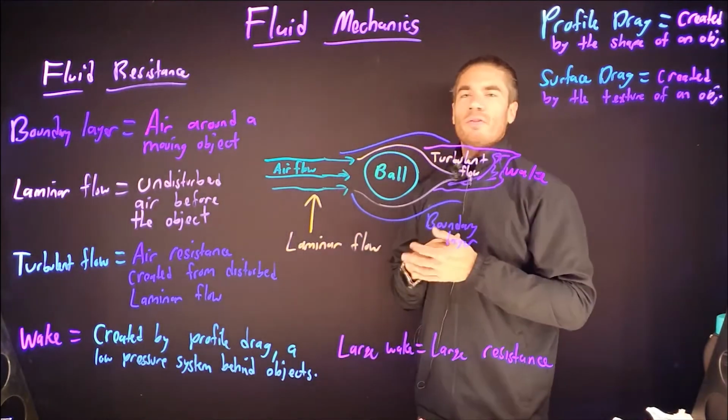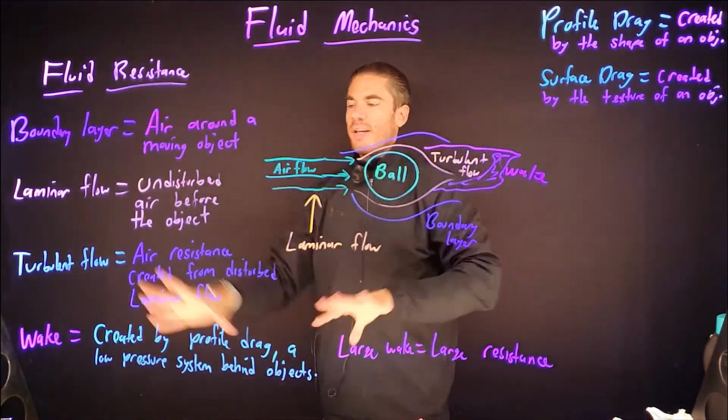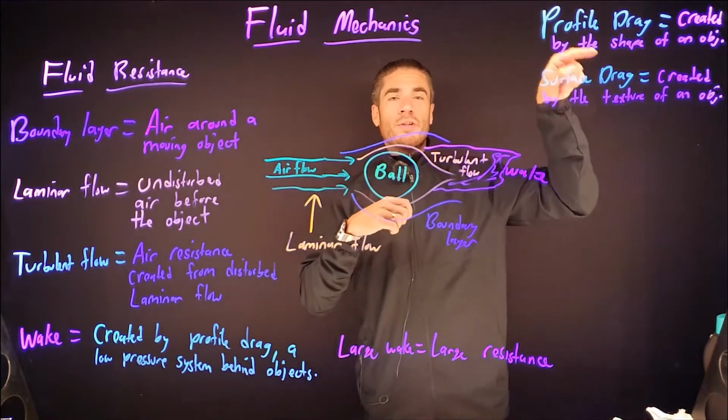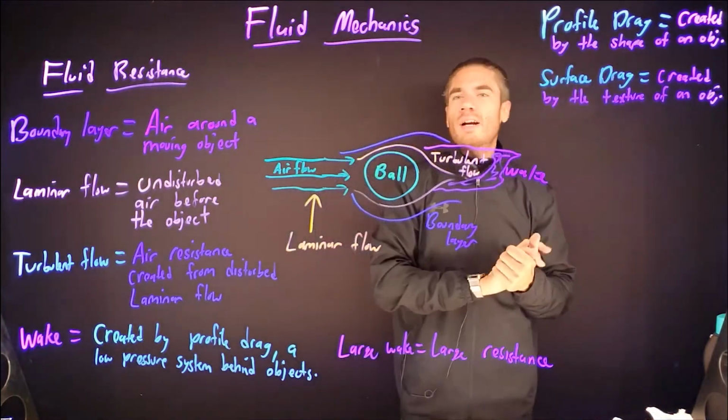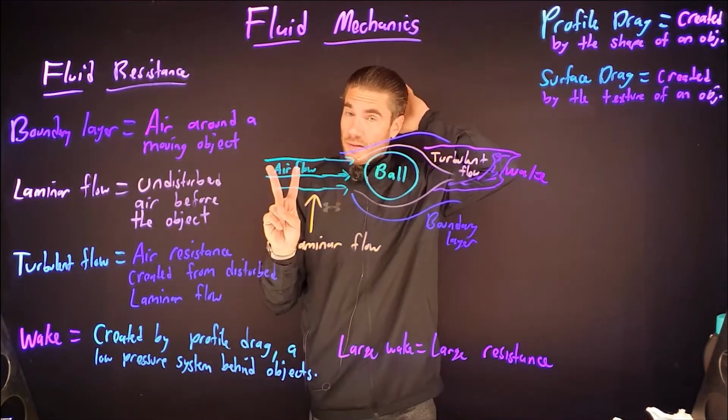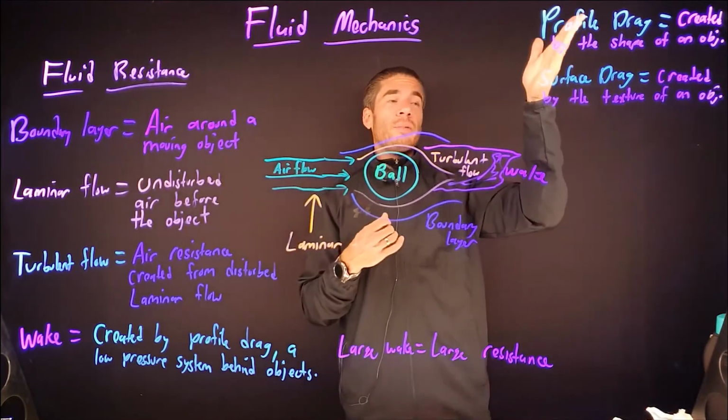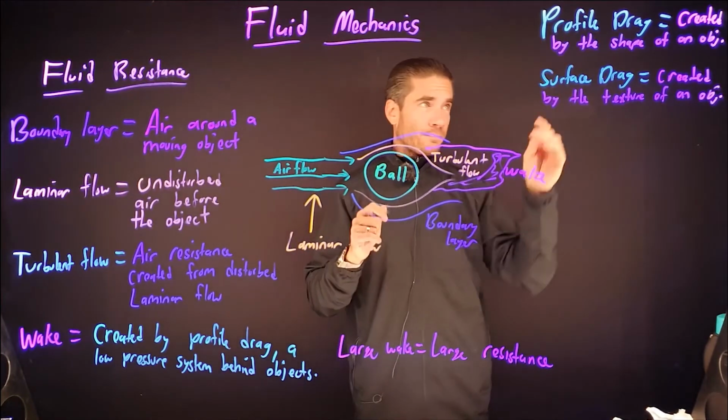All right, so moving on to the next part about fluid resistance. Now, before we get into all this stuff, I want to direct your attention to this. I just couldn't fit it on the prior bit, but it's something to do with drag. So there are two types of drag that objects or people experience. They are profile drag and surface drag.